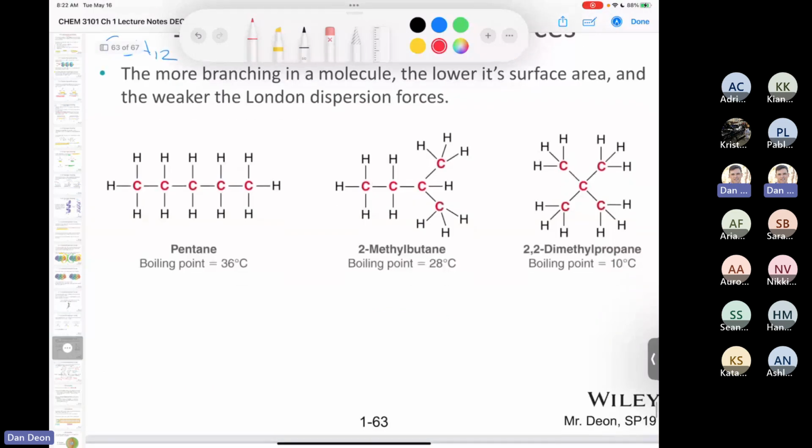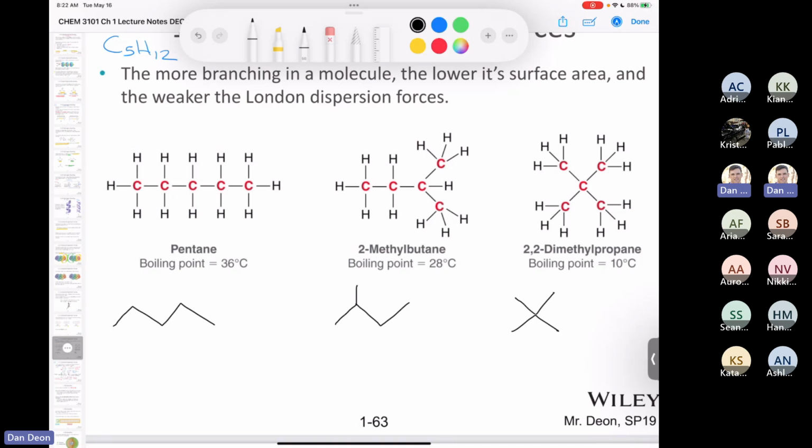And I guess I wanted to show you one more thing here, using our bond line structures. If we drew a bond line structure of pentane, 1, 2, 3, 4, 5, and then if we drew a bond line structure of 2-methylbutane, so that's 1, 2, 3, 4, and it would look something like this. And then we have 2,2-dimethylpropane, which would look something like this. So these are the bond line structures of these three compounds.